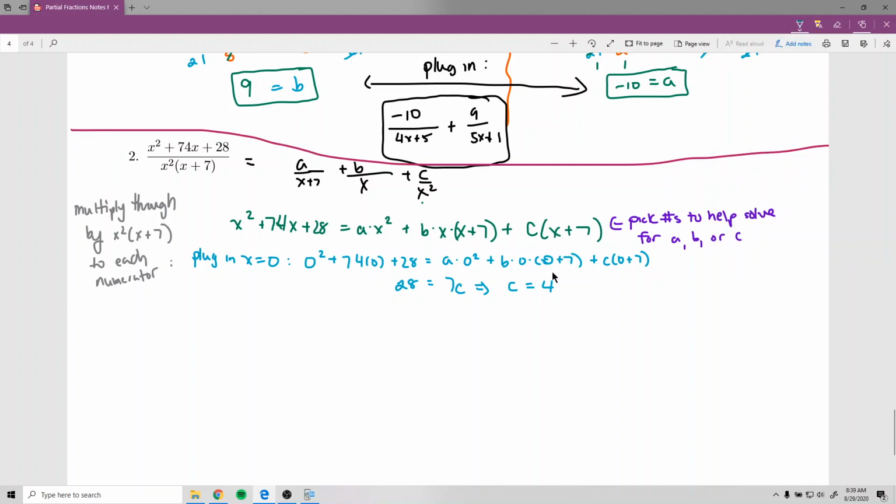Right, but like last time, we're not going to plug in anything. We're just going to hold on to that for now. All right, so we solved for c. We still need to solve for a and b. Think about what other number would be a good idea to plug in. Well, if you plug in -7, then this will become 0, and this will become 0 because of the x plus 7's, and we'll be able to solve for a. So let's do that now.